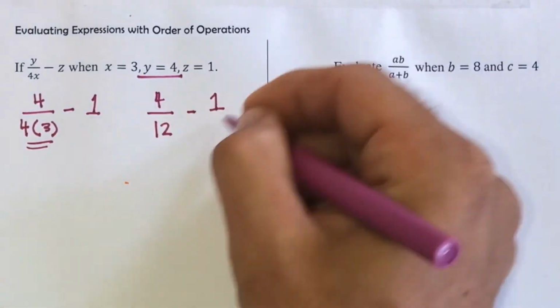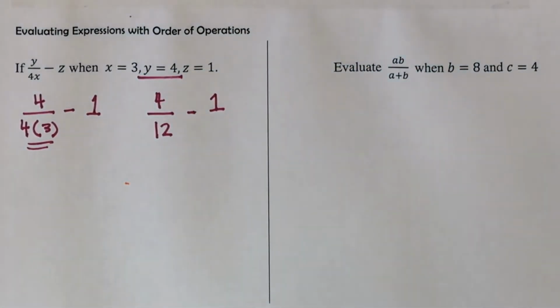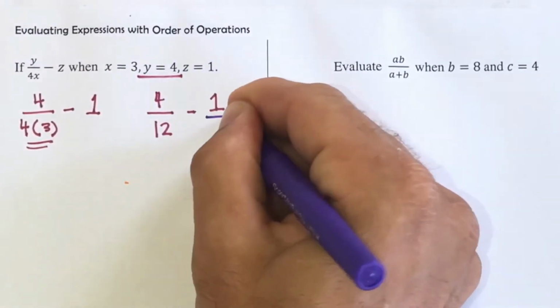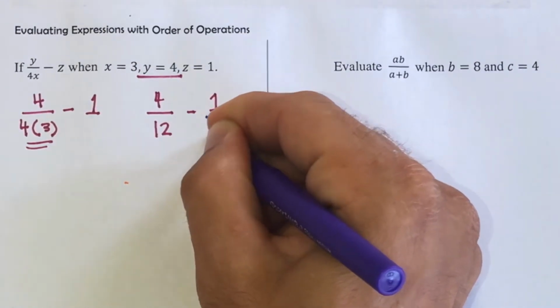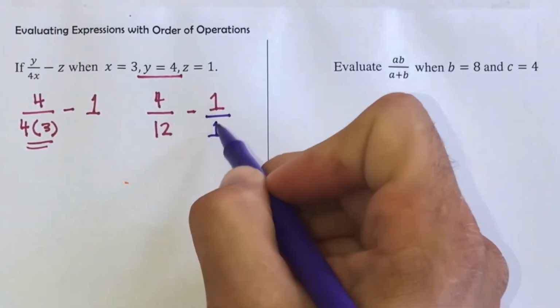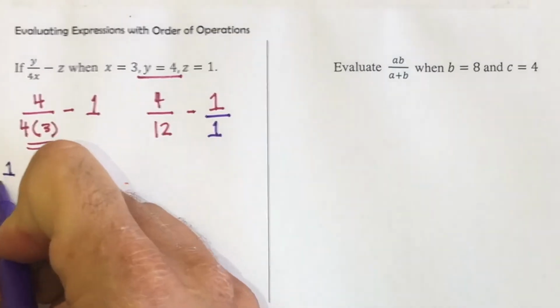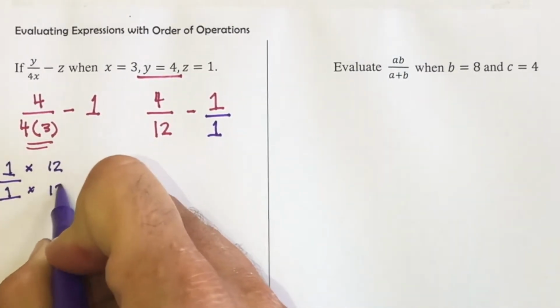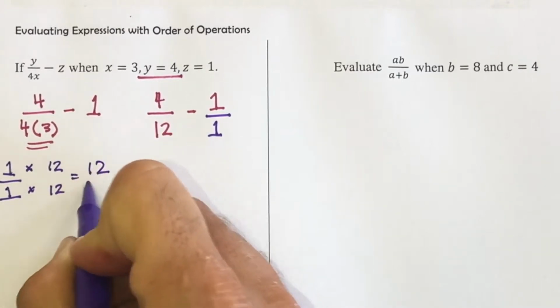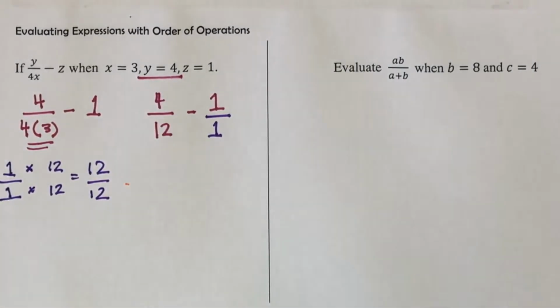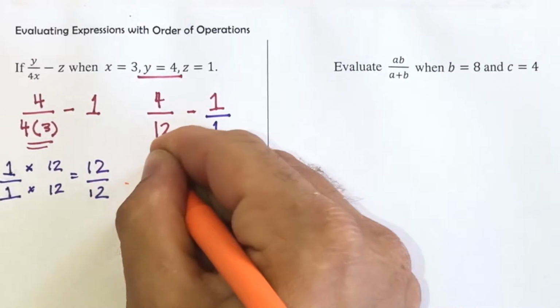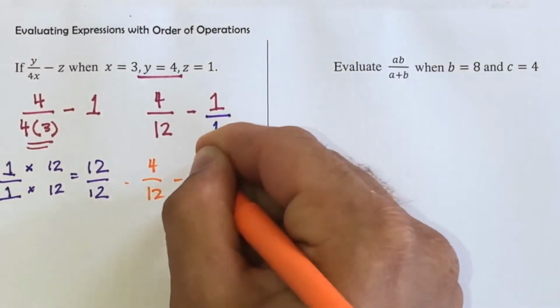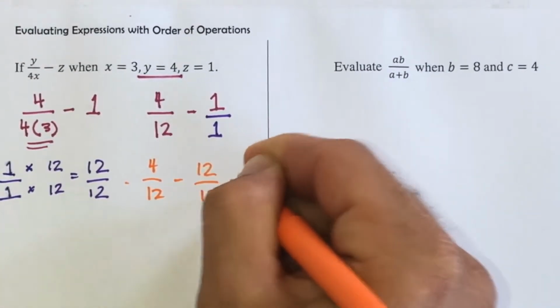Now, in order to subtract these two fractions, don't forget we have to make them into like denominators. So what I'll do is I'll make this 1 over 1. Now the 1 over 1, if I want to make a like denominator, I've got to multiply the top and bottom by 12. And I get 12 over 12 here. So this essentially becomes 4 over 12 minus 12 over 12.